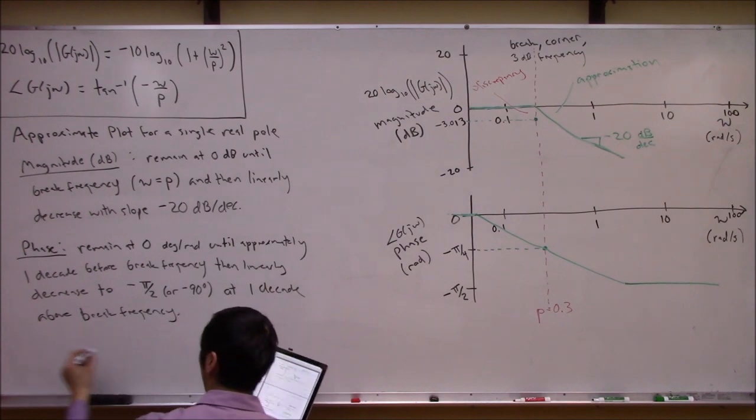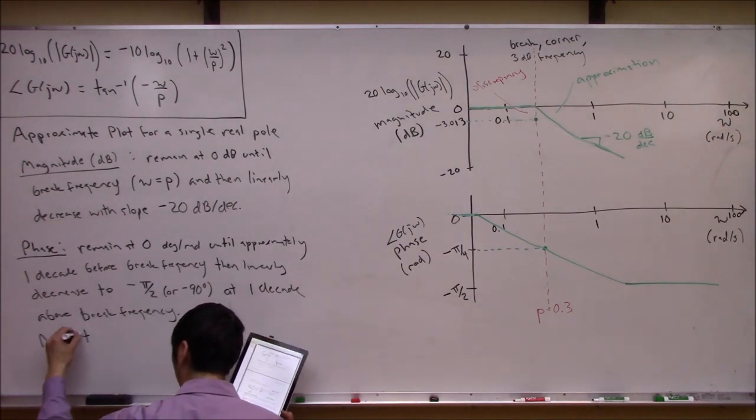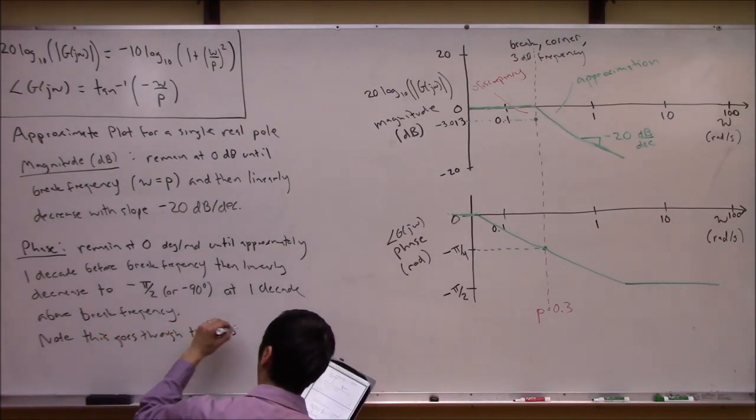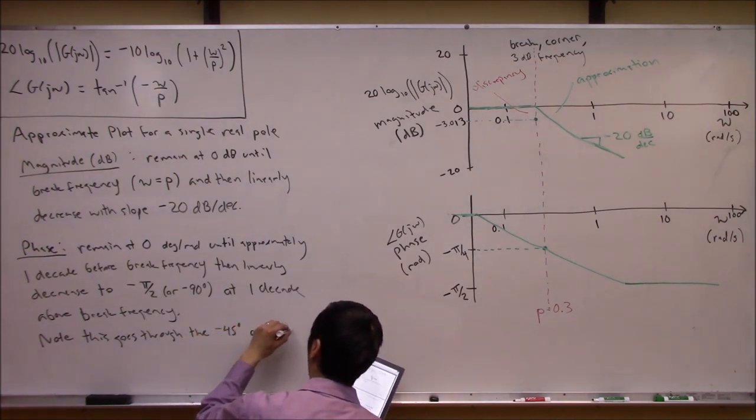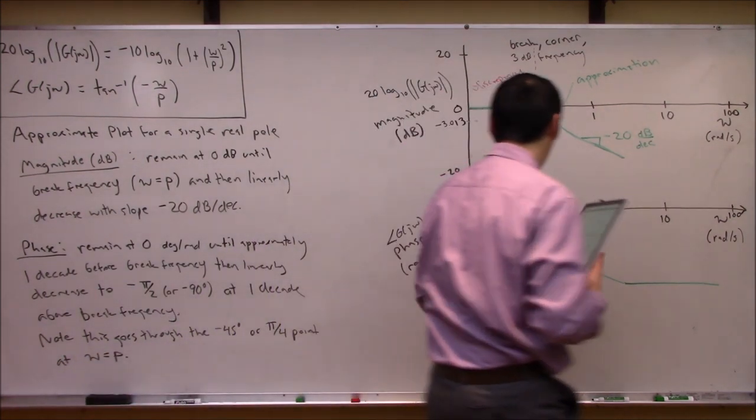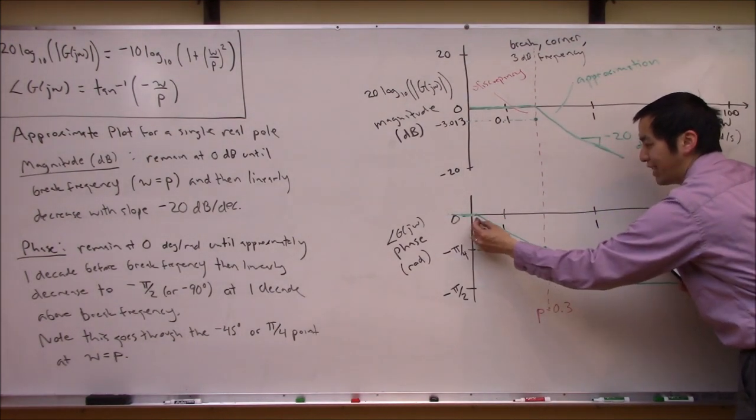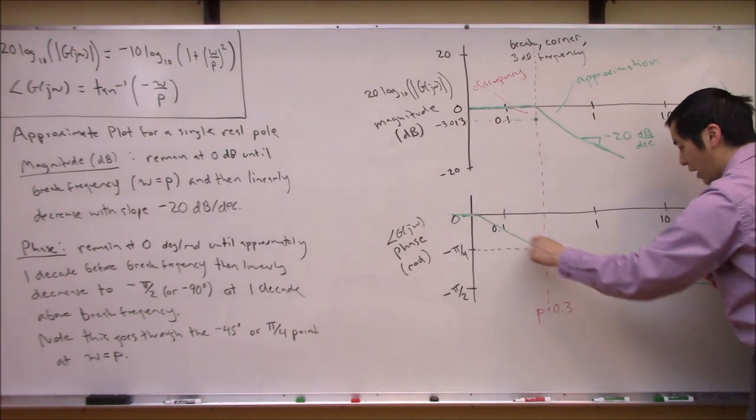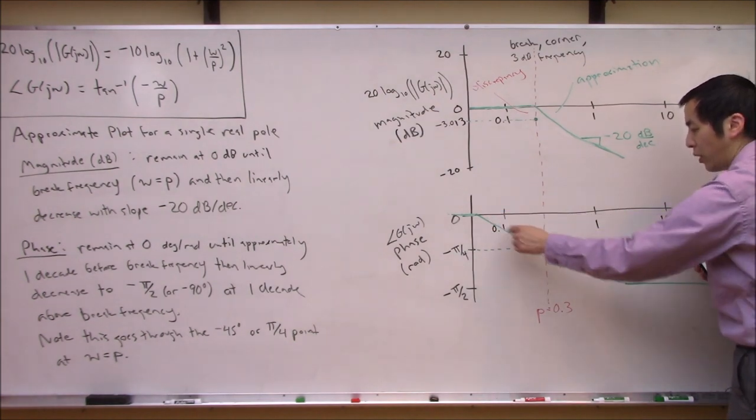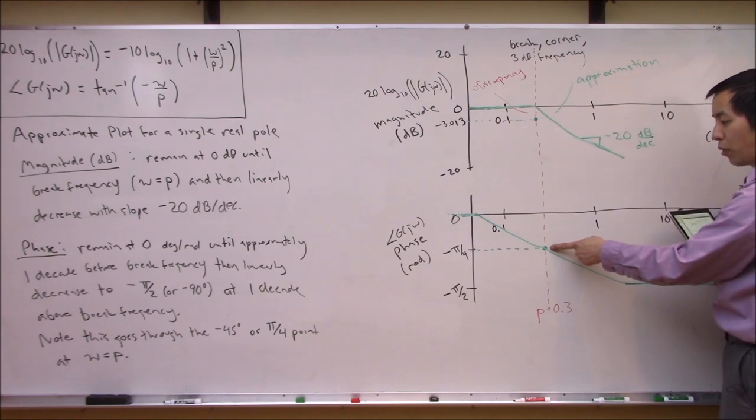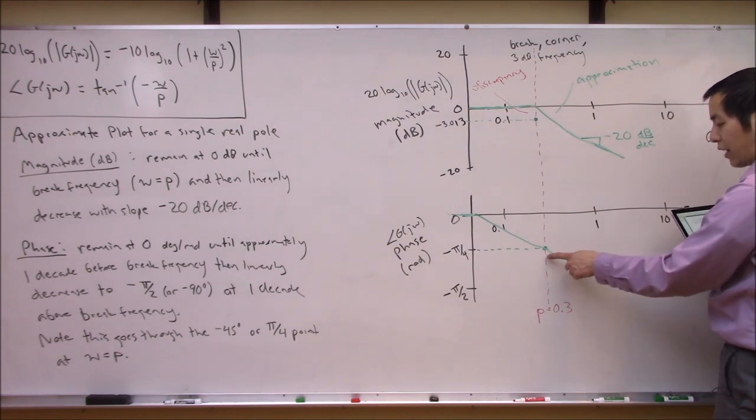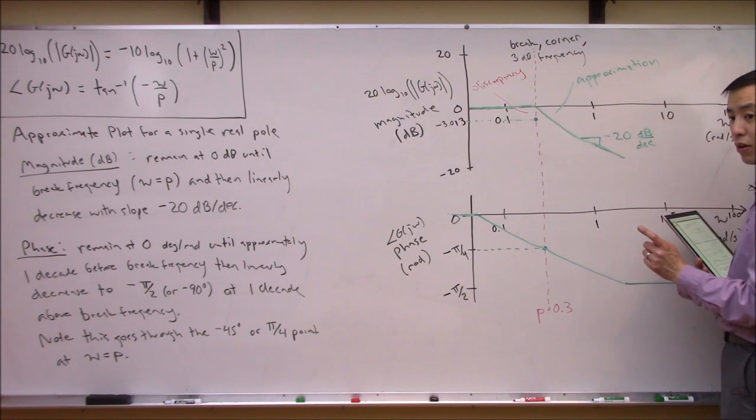Okay? Maybe we'll make a note here that this will go through the minus 45 degrees, or the pi over 4 point, at omega equal to your break frequency, which is what we drew over here. So you see that we stay at zero until a whole decade before P. Then we start dropping down to end up at minus 90 degrees, or minus pi over 2 radians, one decade above P. And doing so, we go straight through the 45 degree point, which we showed had to be a location on your Bode plot. So you don't miss at the break frequency in the phase like we miss up here in the magnitude.